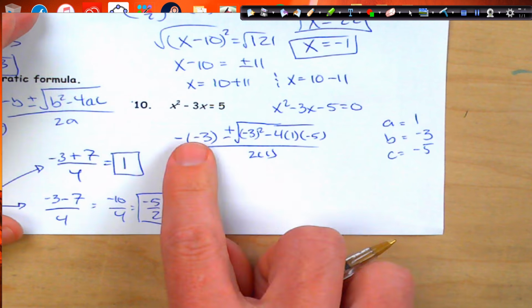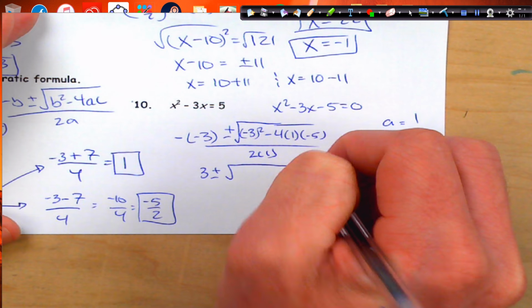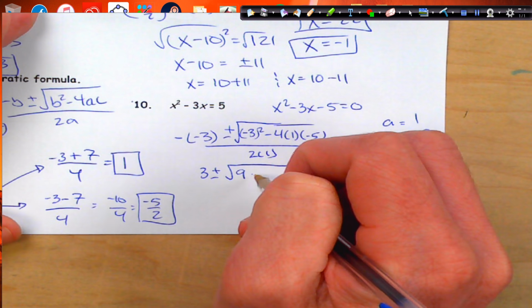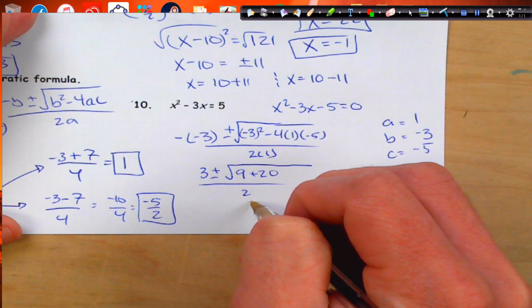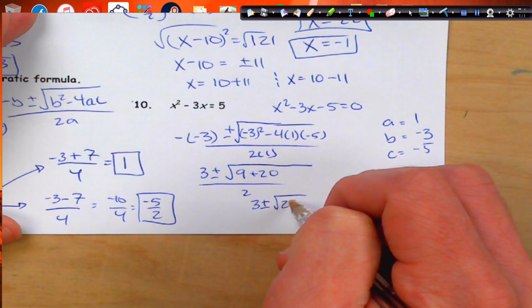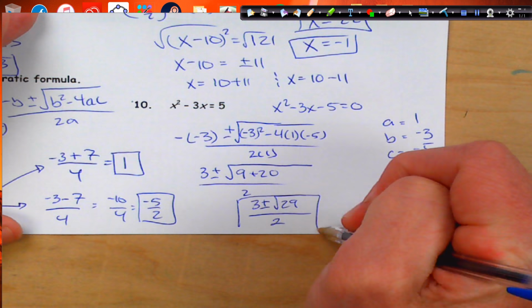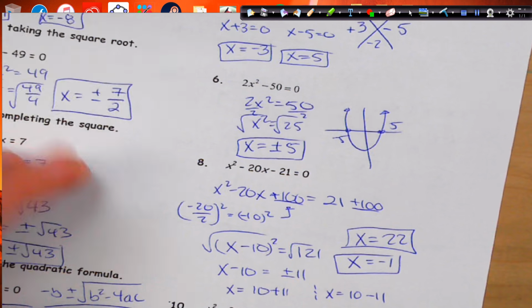Okay, so negative negative makes this a positive 3 plus or minus the square root. That becomes 9. 4 times 5 is 20, so that's going to become positive 20 all over 2. We get 3 plus or minus the square root of 29 over 2. 29 is not a perfect square, so we can actually leave this as our final answer. Don't divide 29 by 2, whatever you do. Okay? All right, there we go.